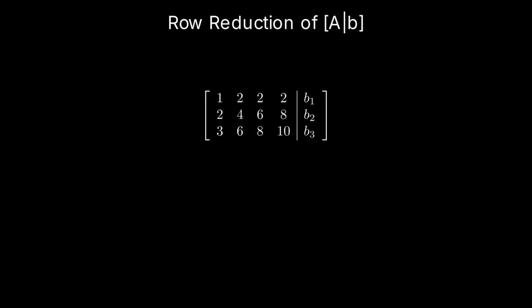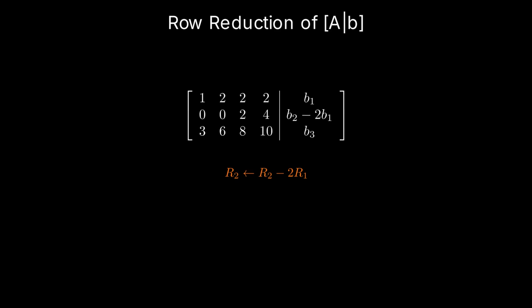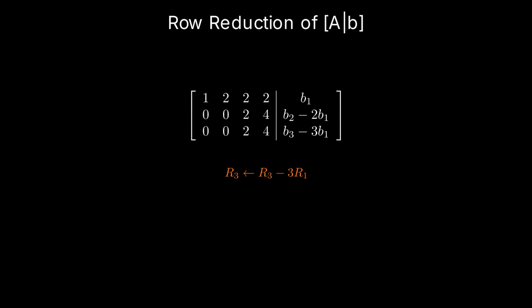Now we perform row reduction. Step 1, replace row 2 with row 2 minus 2 times row 1. Row 2 becomes 0, 0, 2, 4 on the left side, and b2 minus 2 b1 on the right side. Step 2, replace row 3 with row 3 minus 3 times row 1. Row 3 becomes 0, 0, 2, 4 on the left, and b3 minus 3 b1 on the right. Now for the final step, replace row 3 with row 3 minus row 2.